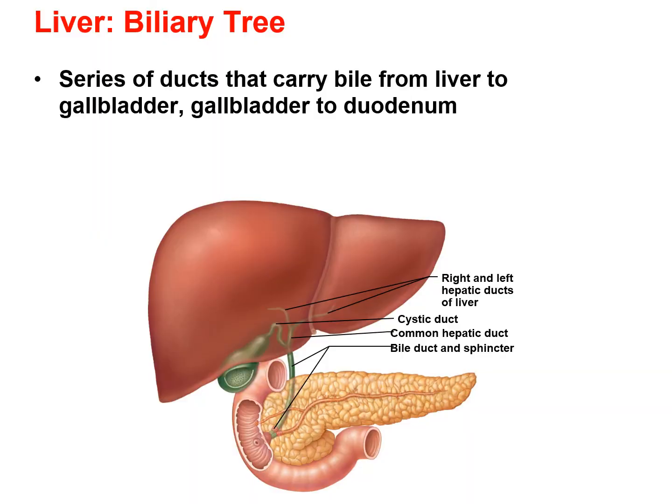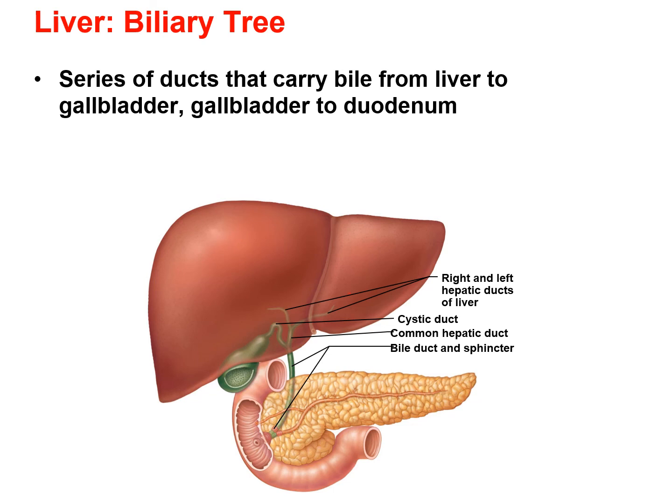Among many things your liver does, your liver produces bile. And so we're going to concentrate on bile right now. And so the liver is going to produce bile, but then it needs a series of ducts to be able to carry bile away from the liver to be stored temporarily in the gallbladder until it's ready to be used, or delivered directly from the liver to the duodenum. And the series of ducts that carry bile is going to be referred to as your biliary tree.